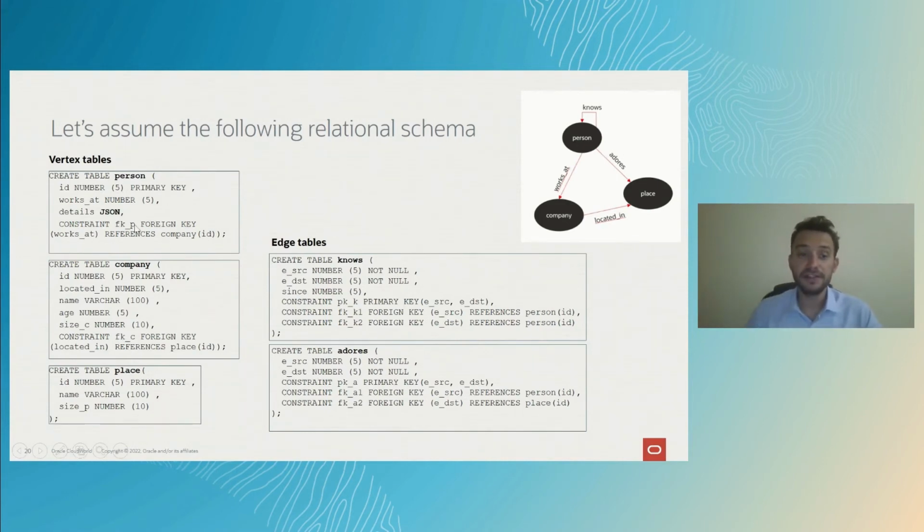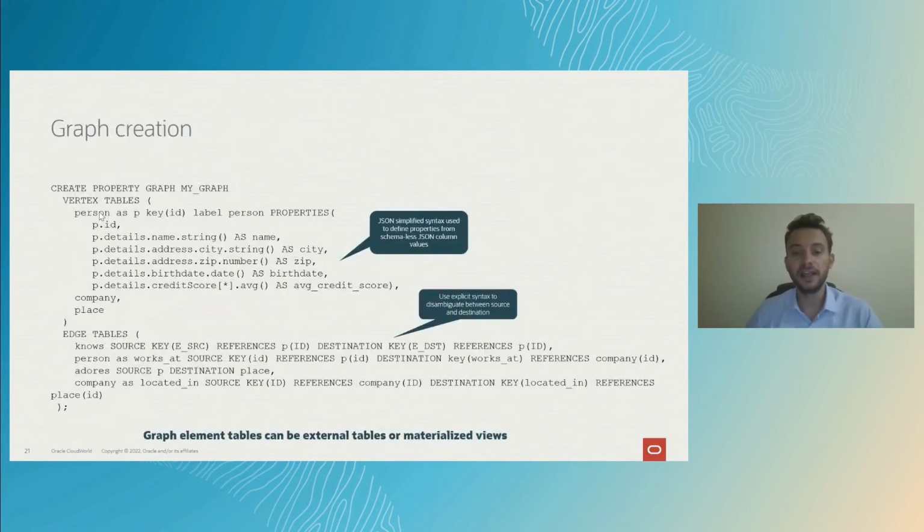And one thing to notice here is this person table basically has a column that stores JSON data. And then we will show how the graph can also incorporate that data. Right, so in order to create a graph on top of these basically 5 tables, one has to write the following DDL.